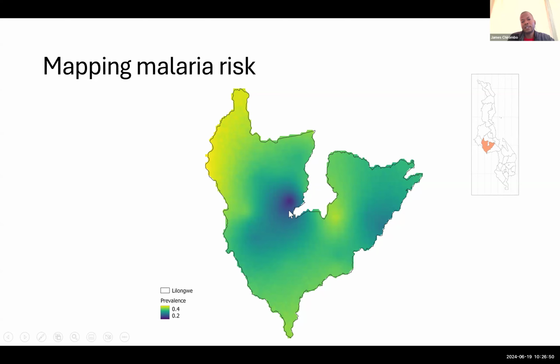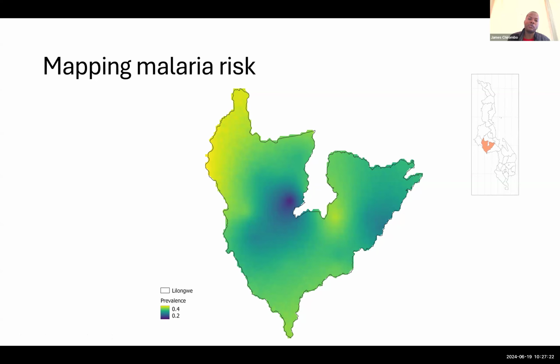So you can see that the lowest risk is around here. But if you move westwards or northwest, the risk is increasing. If you go southwards again, there is an increase and so on. So the point here is that we don't have a uniform risk for this particular district.